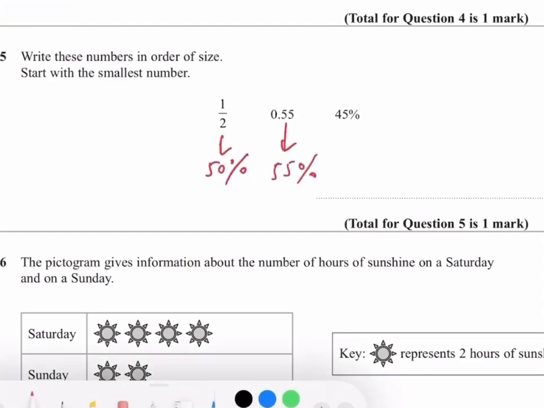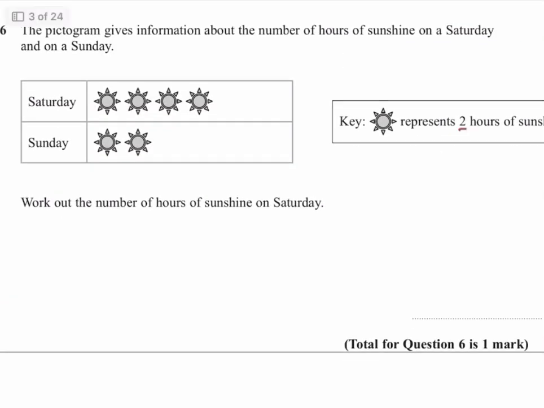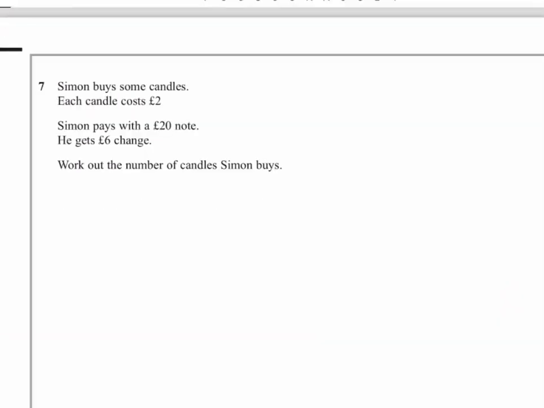Change all your numbers here into percentages, and then you can easily see what order to put them in. This was quite an easy question as well. Use the key. Each sun means 2 hours.